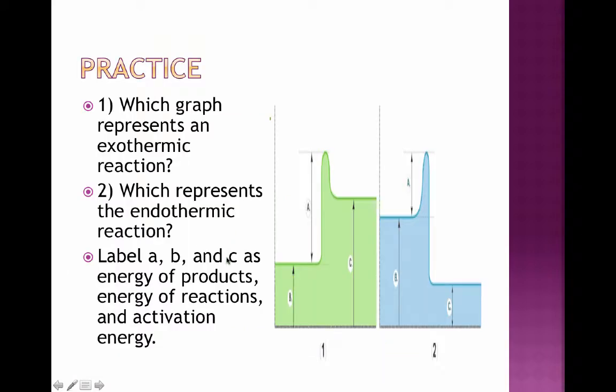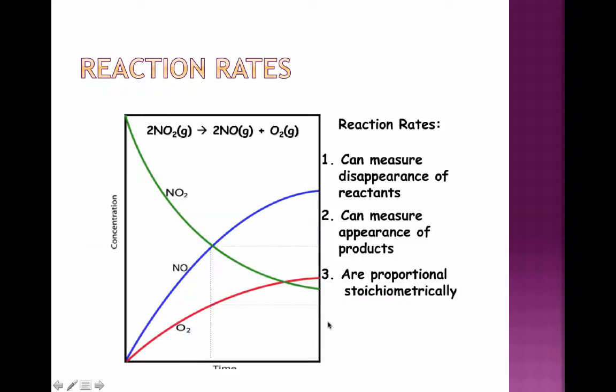All right, looking at this, which graph represents the exothermic reaction? Remembering that the energy of the reactants is greater than the energy of the product, it has to be 2. And which one is endothermic? Remember that the energy of the reactants is less than the energy of the product, so it would have to be graph 1.